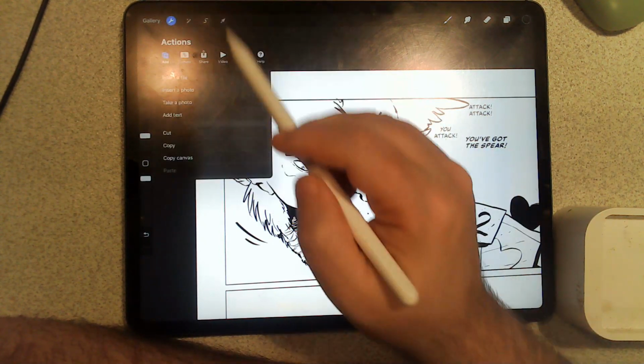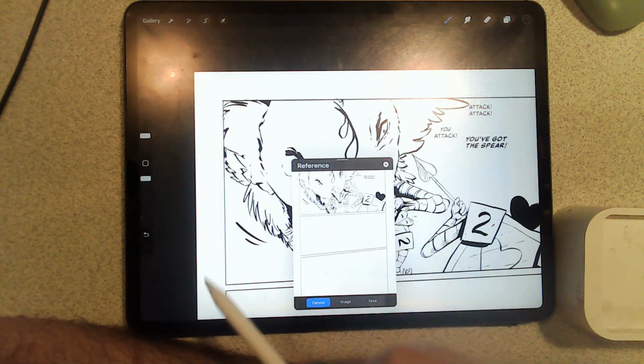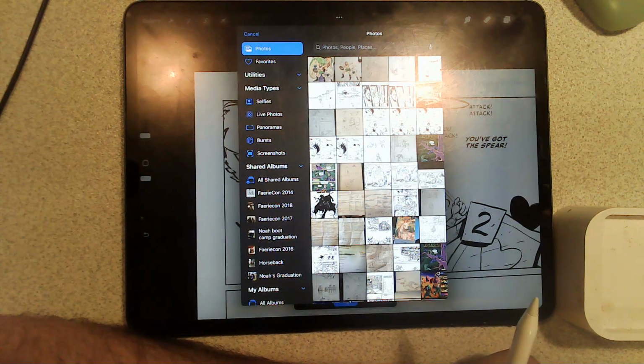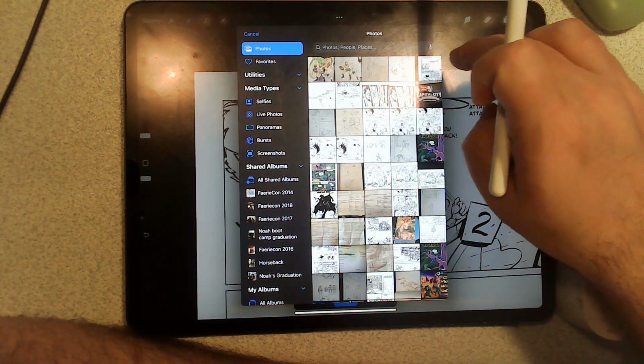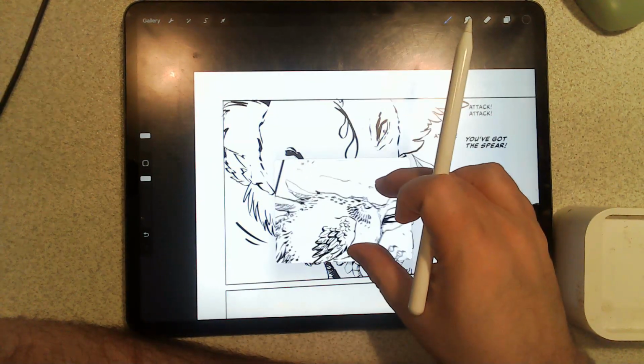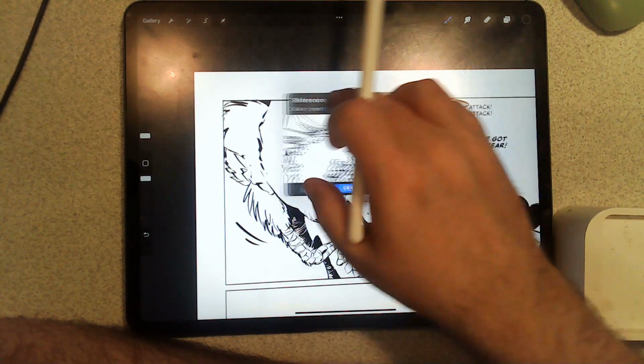Let's put our reference back in. Reference. Canvas. Reference. Look, everybody, we're using reference. We're slavishly copying from a photograph. Actually, no, we're not. We are not slavishly copying from a photograph. That's not what we do, people. That's not what we do. Okay. All right.